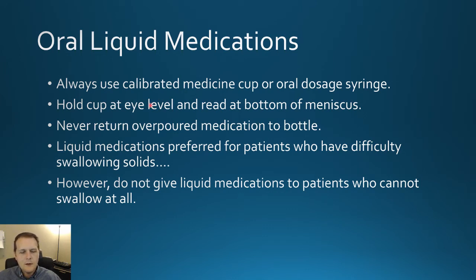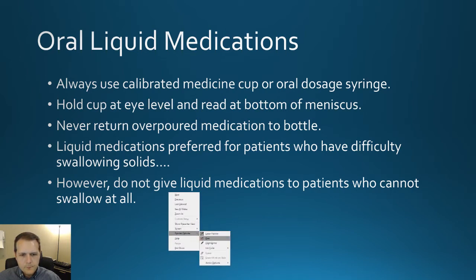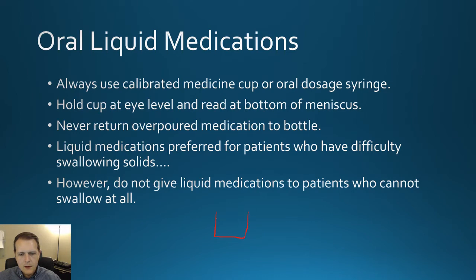And basically what you're going to end up doing is when you pour this into, say, a cup, for instance, you want to go ahead and make sure you read it at the bottom of the meniscus. And what I mean by that would be, I'm going to draw it out for you. Imagine if you have a medicine cup here. Okay, and then you pour your medication in. Basically what you see is that due to hydrogen bonding, you tend to find that the medication itself will kind of raise up towards the sides, right here.